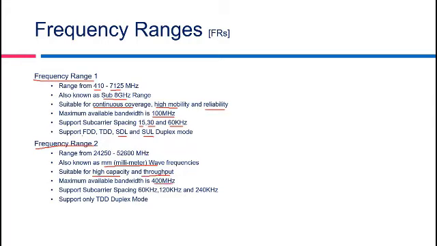FR2 supports subcarrier spacing from 60 kHz to 240 kHz, and FR2 only supports the TDD duplex mode. They cannot support FDD and other duplex modes. They are only available for the TDD duplex mode.